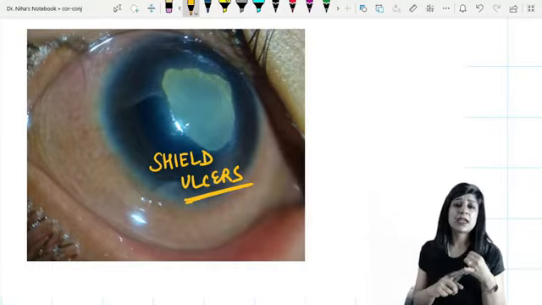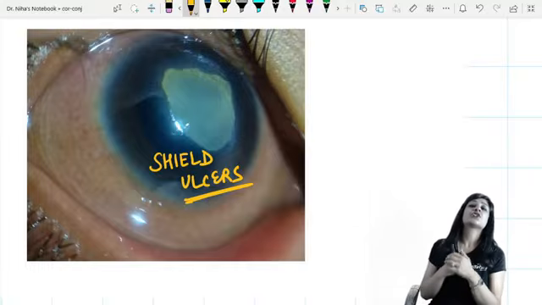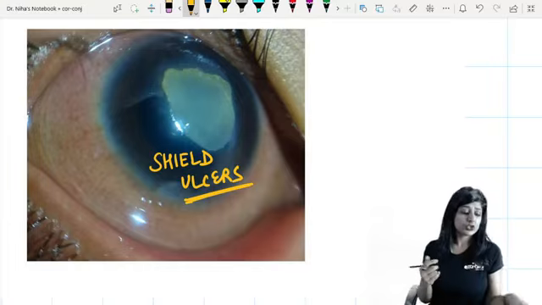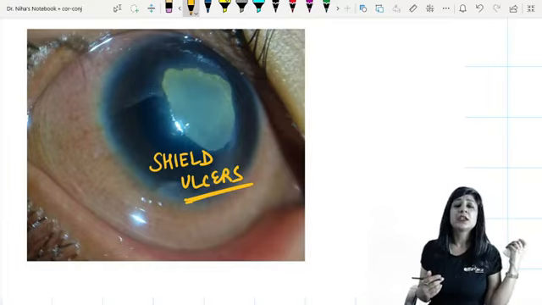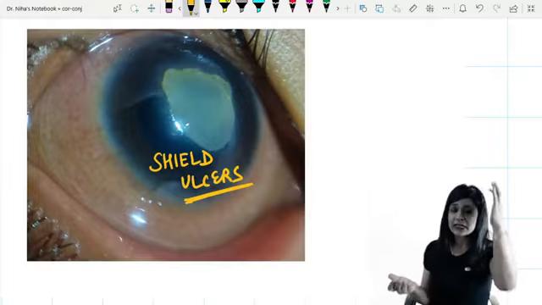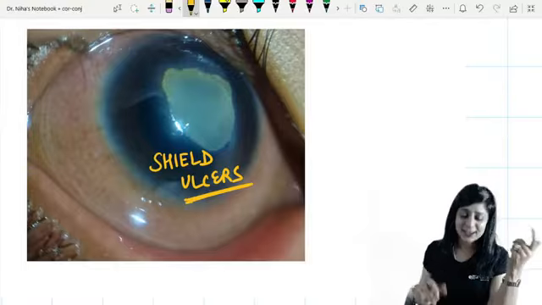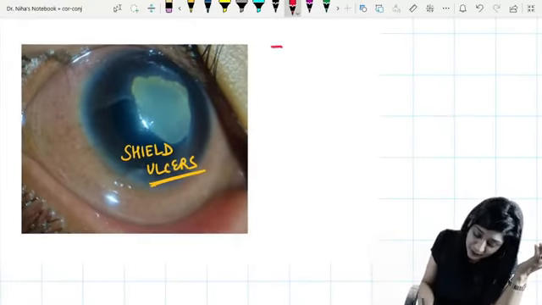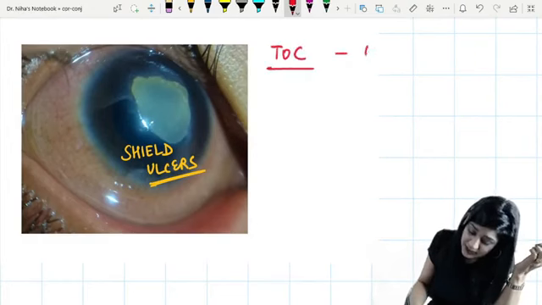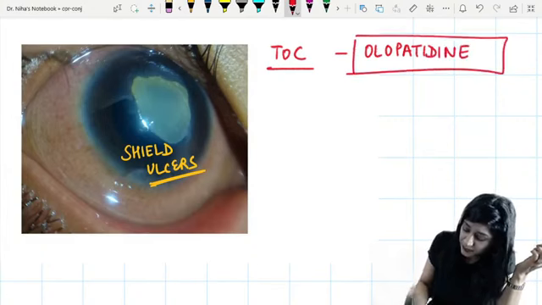So: young typical male, bilateral, interstitial, type 1 hypersensitivity reaction to an exogenous allergy. We have itching, ropey discharge, cobblestone papillae, Horner-Trantas spots, and shield ulcers, and you are clear that this is a case of VKC. So what will be the treatment of choice? It is olopatadine. Olopatadine is the treatment of choice.